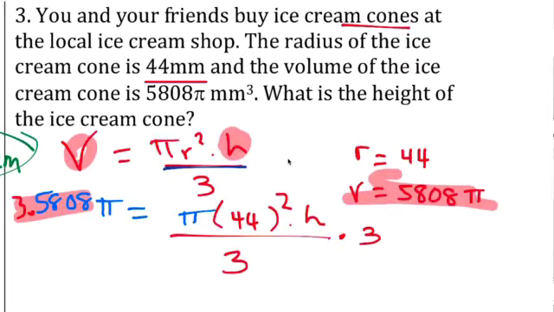So 5,808 times 3 equals 17,424 pi. Oops, sorry. That gets rid of that.